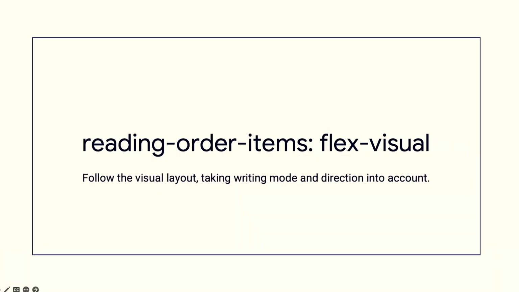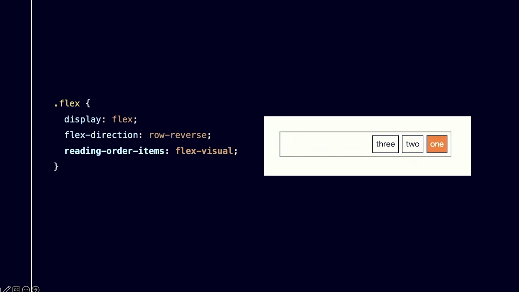If I give my flex container a reading-order-items value of flex-visual, the tab order will now follow the visual layout. This means that because we're in a left to right language, the tab order will run from left to right. So the items are still reversed, but the reading order is following the visual order of items in English, which means that the third item in the DOM is tab 2 first, then the second, then the first.